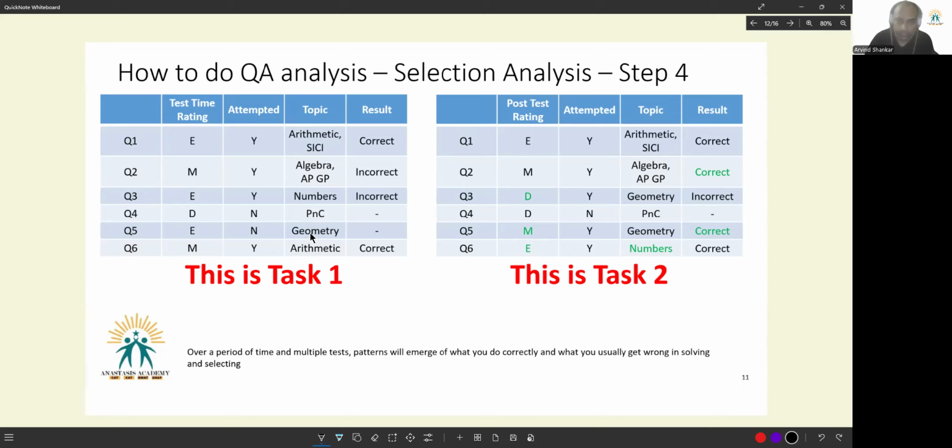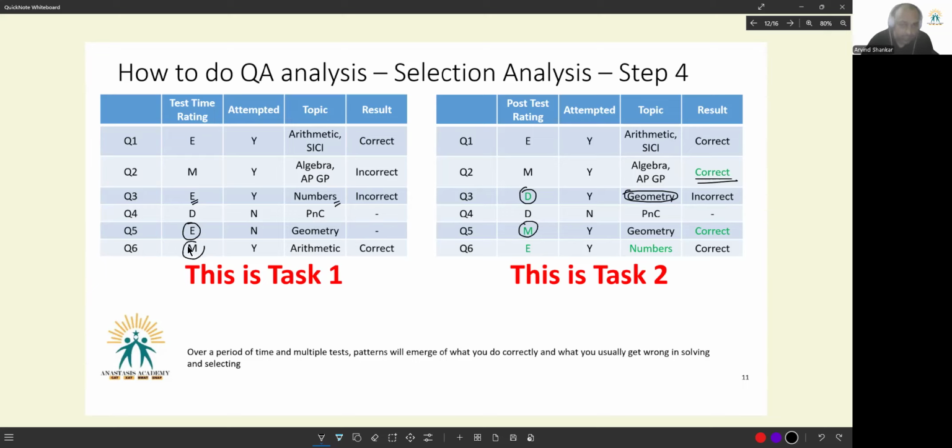And then after your test is over and you've done all that extra solving, you'll again create this table and then see some things have changed. Previously, I was thinking this was an easy question, but it is actually a difficult question. And even the topic has changed. Previously, I was thinking this question is from numbers, but the question is from geometry. I was unable to solve it in the exam, but later on I was able to solve it. Then I had previously given it a rating of easy, but actually it was a moderate question.